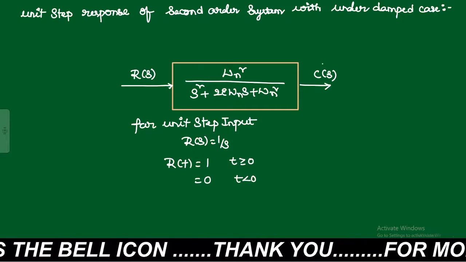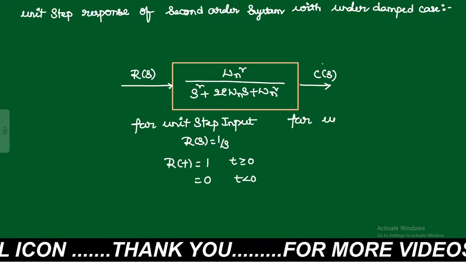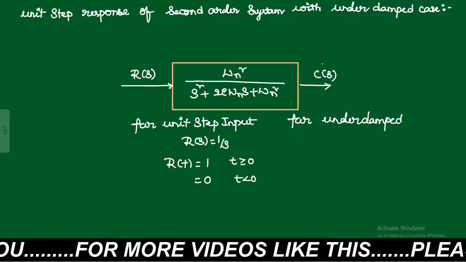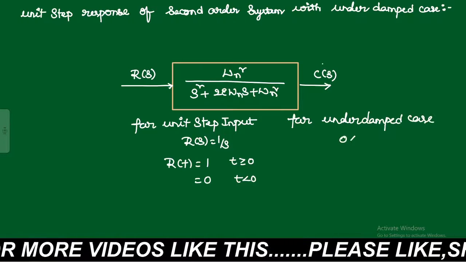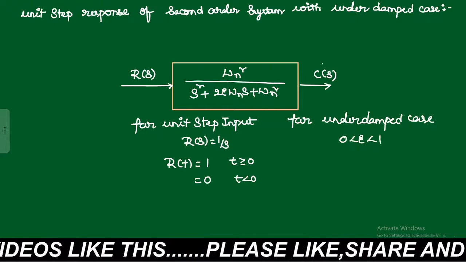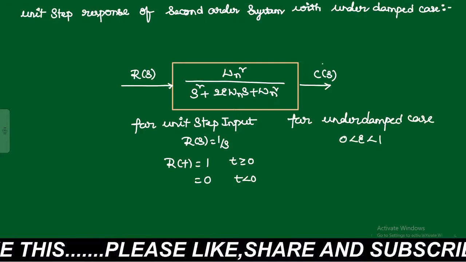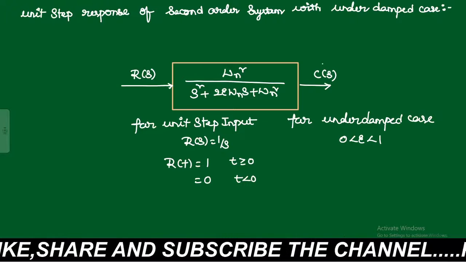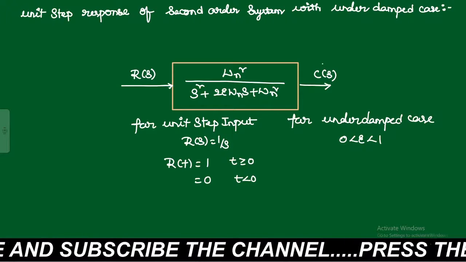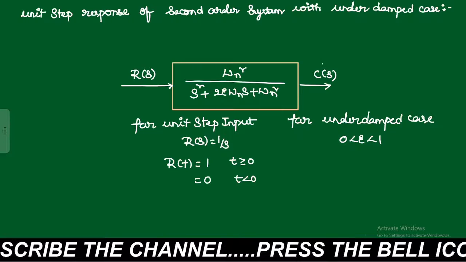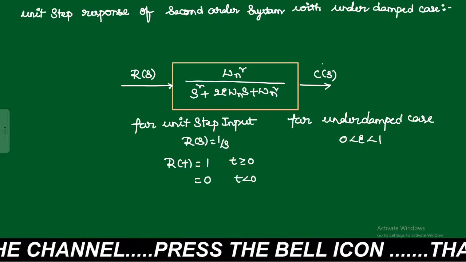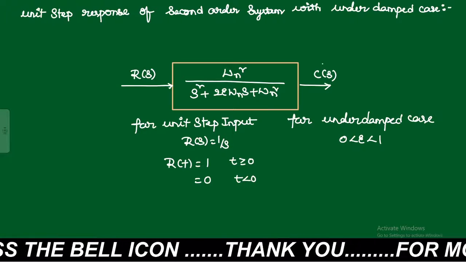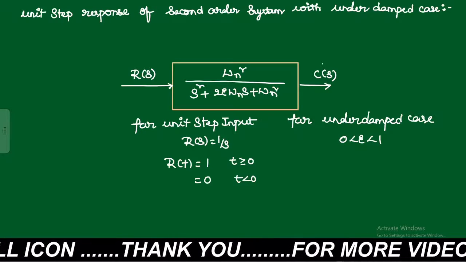Now for the under damped case, we are considering the under damped condition. We already know that the range of zeta will be 0 less than zeta less than 1. So now we are going to do the derivation for this value. Let us continue with that derivation. It will take time to do this derivation, please be patient.